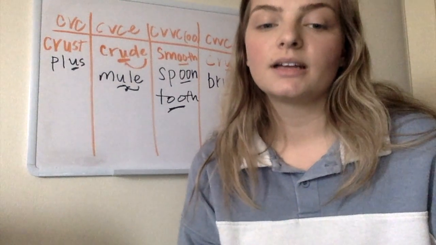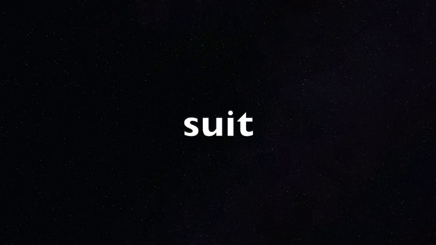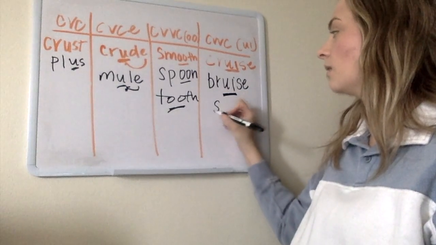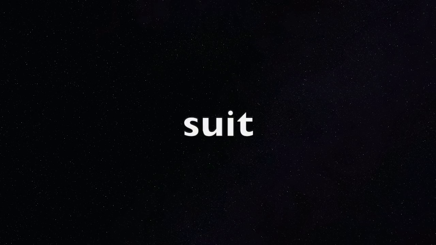Nice job, boys and girls. Your next word is suit. Awesome. Yeah, suit will go under our CVVC spelling pattern column with our UI. So we notice our vowel team U and I together. We know that our U is going to do the talking, so we're going to hear that ooh sound. So we hear suit. Nice job.